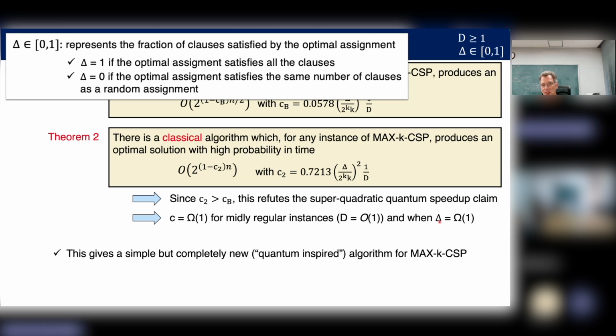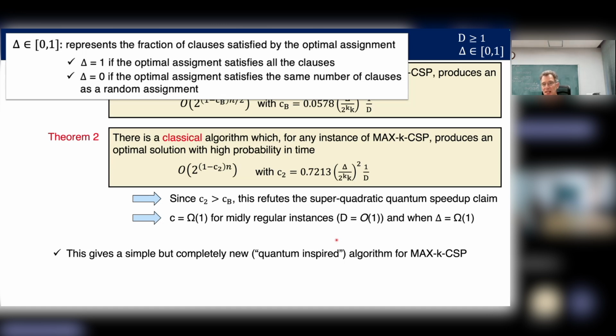Remember, delta represents the fraction of clauses satisfied by the optimal assignment. And the point is that we do get a very simple, but apparently completely new algorithm for MAX-k-CSP. It wasn't known, apparently, before our work, how to get such kind of running time for such kind of instances. Very surprising, because the algorithm is very simple, but apparently it was completely new.